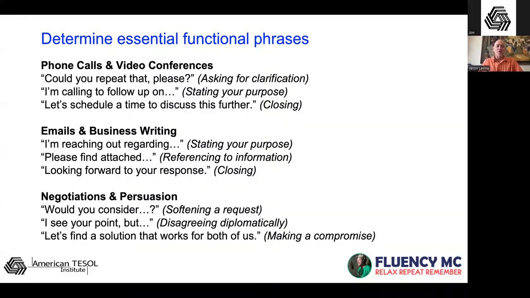So I'm not going to read through all these. I'm assuming you're looking at this while I'm talking, or you'll look at it later, but these are just a few examples.